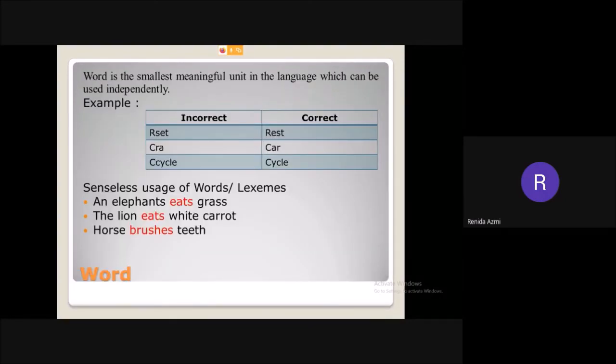Word is the smallest meaningful unit in the language which can be used independently. For example, in the left part, there are incorrect words, and the right part is the correct word: race, car, and cycle. Senseless usage of words or lexemes: an elephant eats grass, the lion eats white carrot, horse brushes teeth. Next.